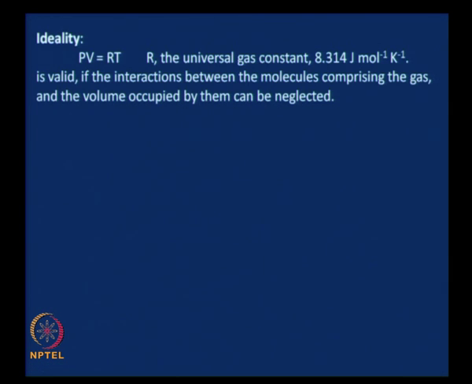The next concept is ideality. We all know PV equals RT. R is the universal gas constant, and you know the value given here, 8.314 joules per mole per Kelvin and so on. And we all know what an ideal gas is. An ideal gas is something that does not have interactions between its molecules, and also the volume occupied by the molecules can be considered negligible.